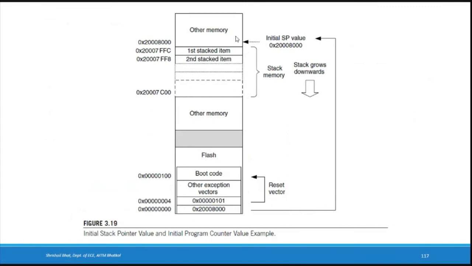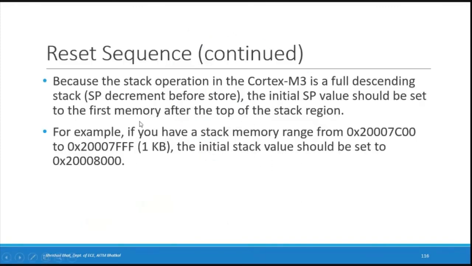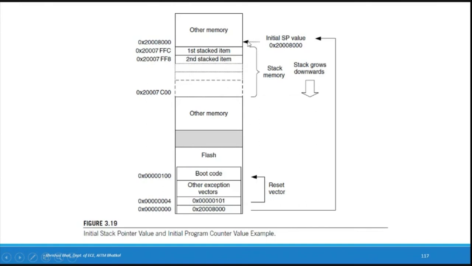Then the stack pointer should be one more than that, one location ahead. If the region goes up to 20007FFF, one more than that is 20008000, right? Then when you push something into the stack, this value will be decremented by 4, which will point to 7FFC, and the first stacked item will be stored at that location. Again, if you push, it will be stored in the next lower location. That way it keeps storing in lower memory locations, down to 7C00. So the stack is growing downwards.